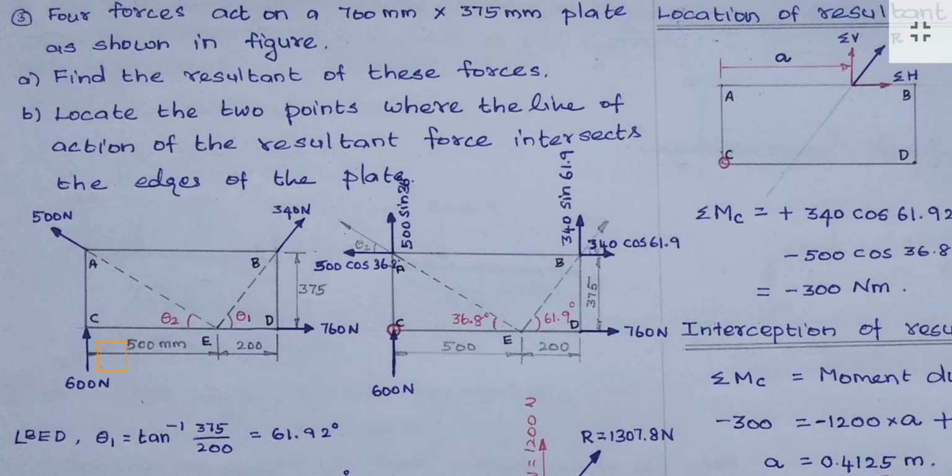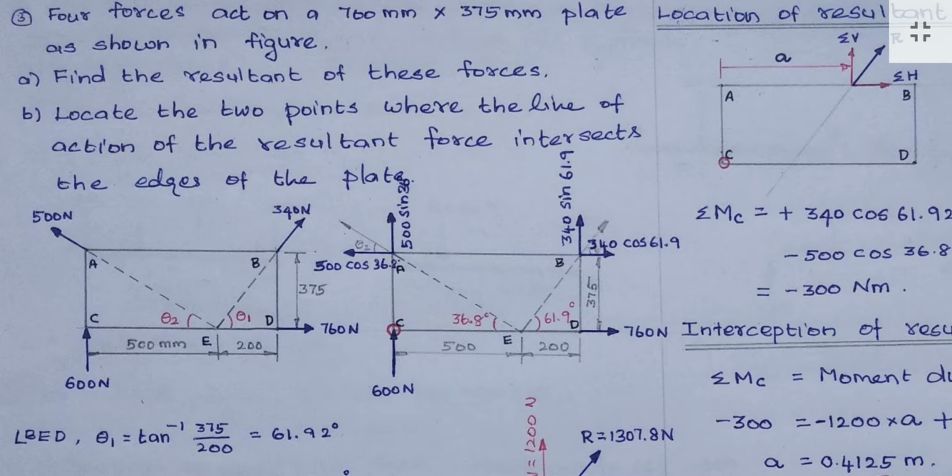700, so here in the diagram 500 plus 200, so totally 700. Height is 375 mm, so it's a rectangular plate. In the rectangular plate, four forces are acting: 1, 2, 3, 4. So we have to find the resultant. Resultant means the single force that replaces the four forces. We have to find the resultant, and also we have to locate the resultant.